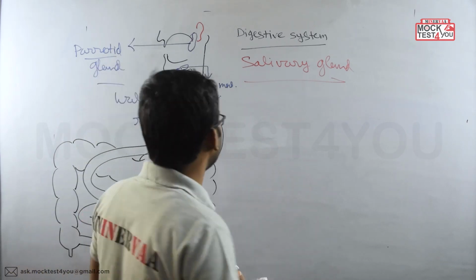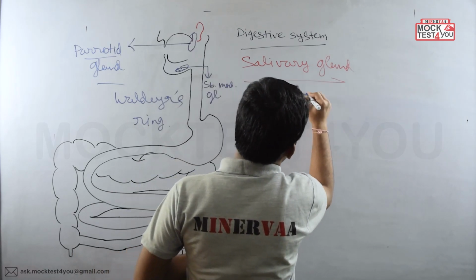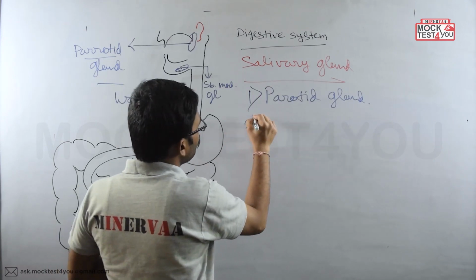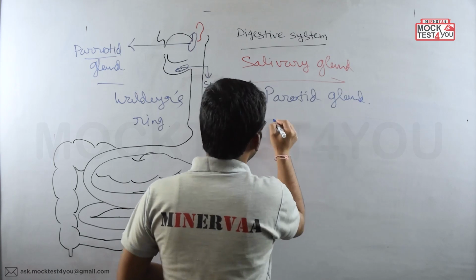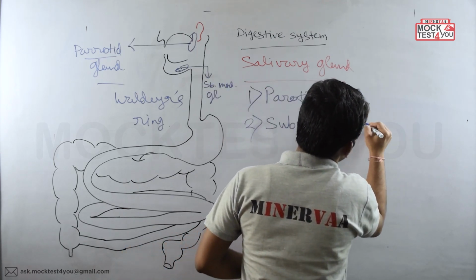So how many types of salivary glands have we seen over here? 3 different types, starting from the parotid gland, which is the largest one. Then the second one is called the submandibular gland.